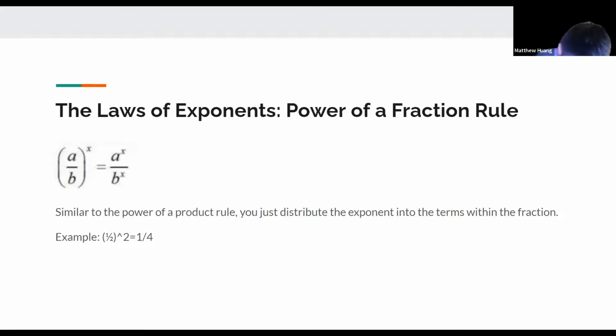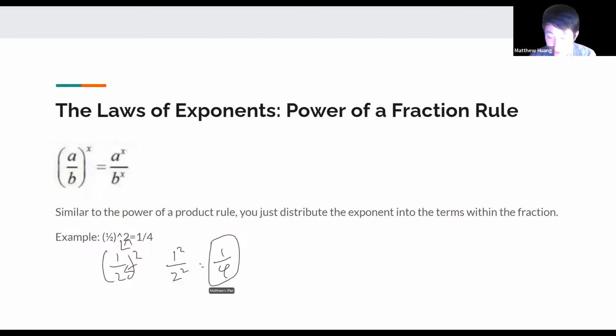So for this one, the integer example, 1/2 squared, you distribute the square into both the top and bottom since they're both terms. Doing the 1 squared over 2 squared is just 1/4. So that would be the power of a fraction rule. Are there any questions?